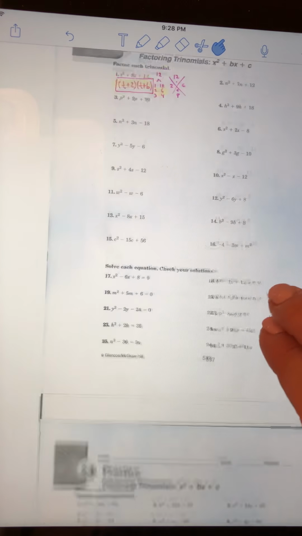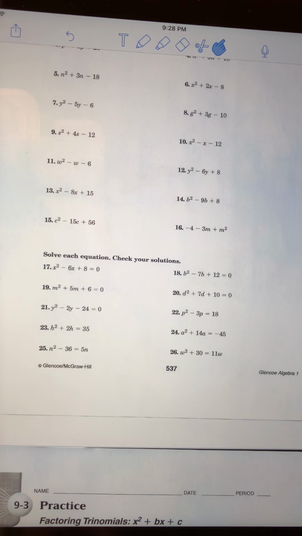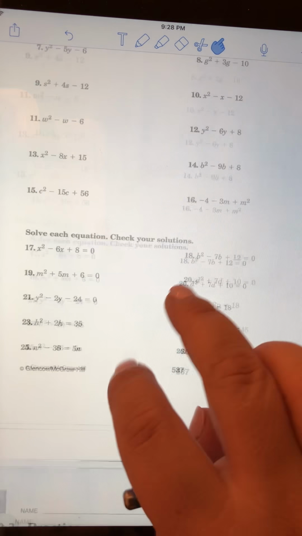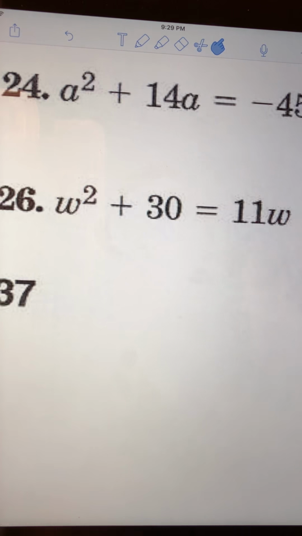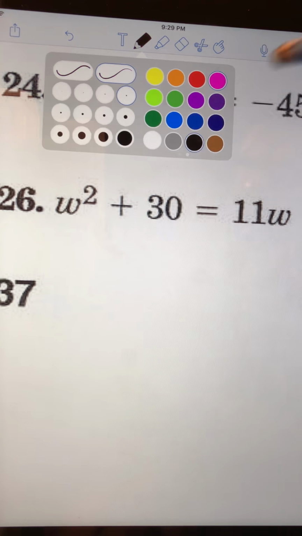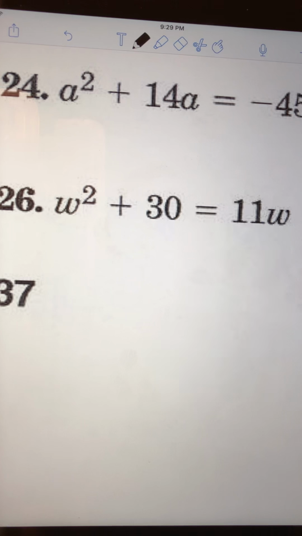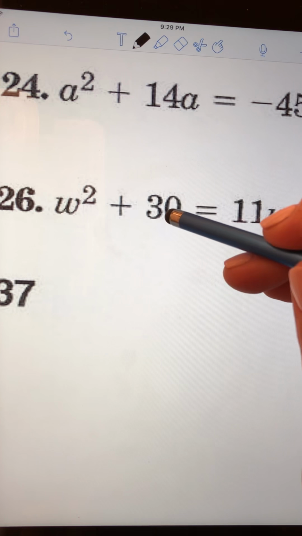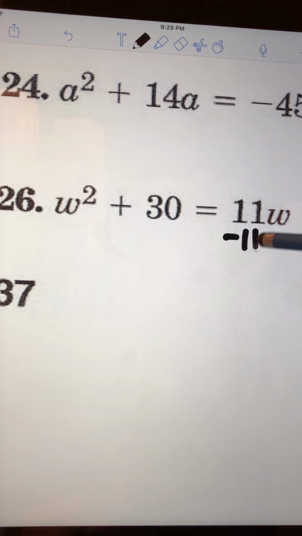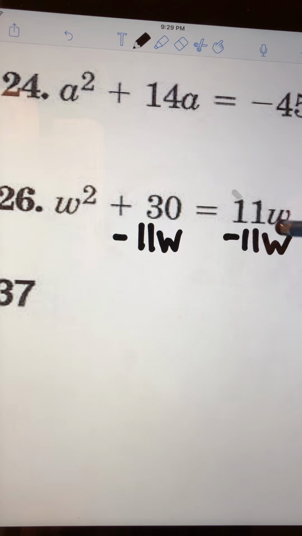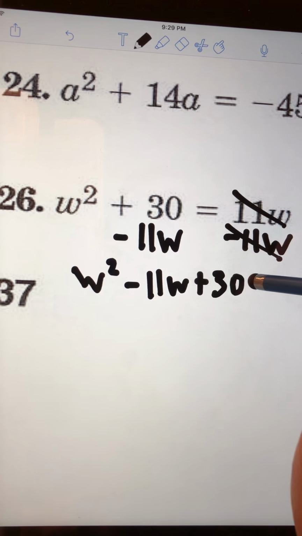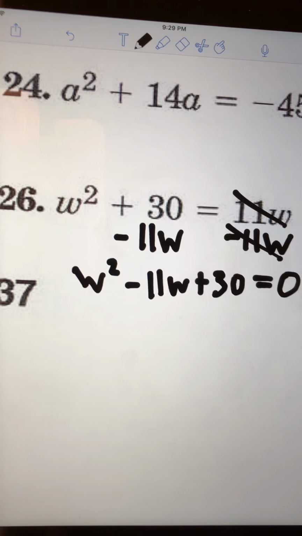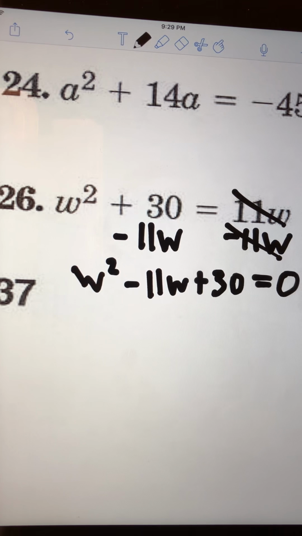One of the things that I wanted to go over was this bottom part. So it says solve each equation, and we haven't talked about that, but it's just one step further than the factoring. So if I look here at number 26, okay, first thing I want to do is I want to take this 11W and I want to bring it to the left-hand side, so I have 0 on this side. Okay, and then from there, I'm going to factor that trinomial.